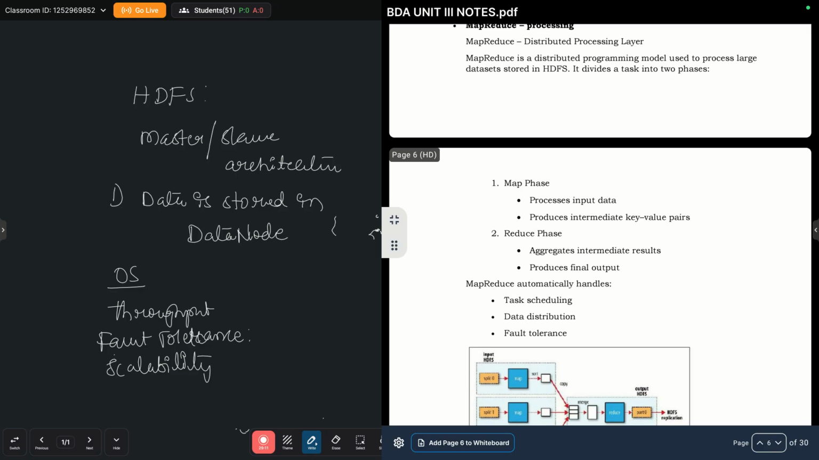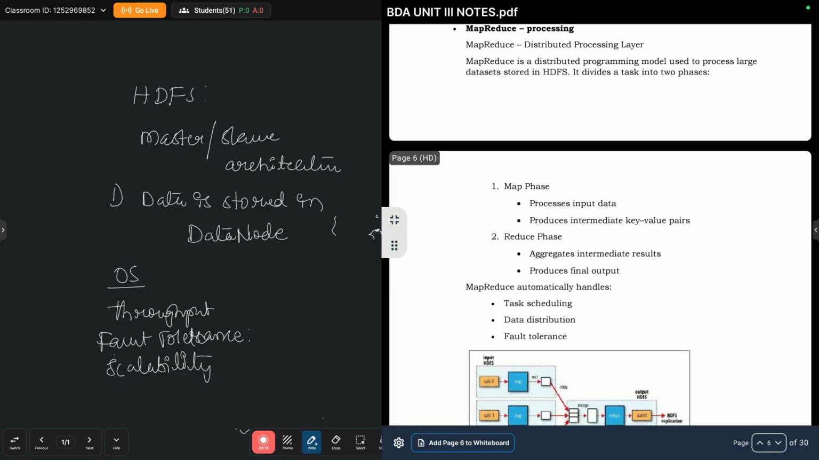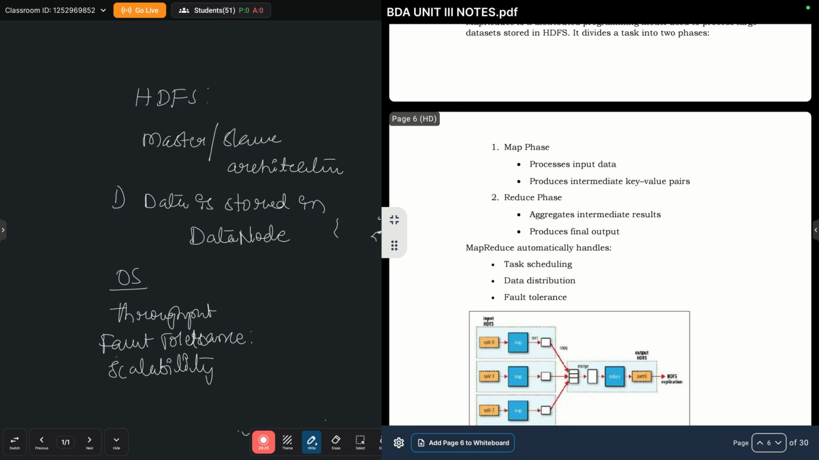Because of parallel processing, 90% of the data is unstructured data, and 10% of the data is structured. MapReduce is programming, right. It is used to process large data sets, so the data sets are stored on HDFS. As we know, it consists of two phases. One is the map phase, the second one is the reduce phase.